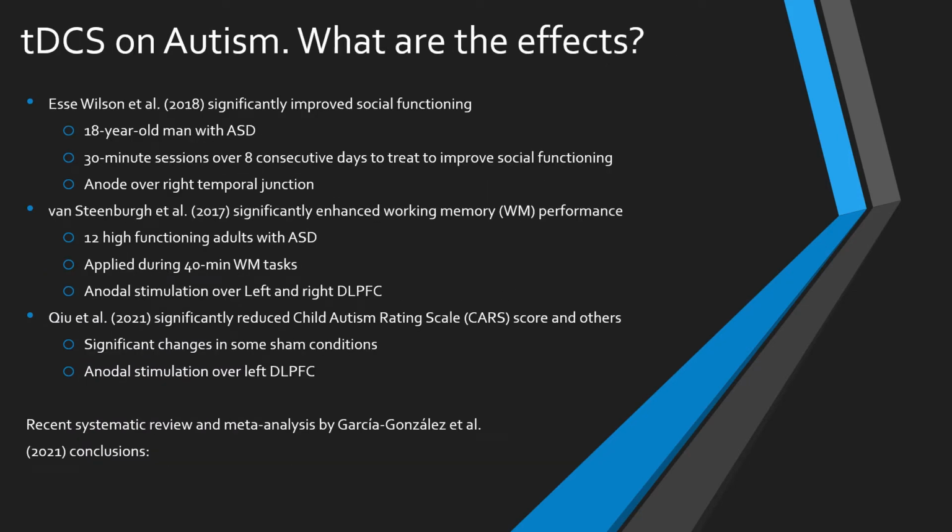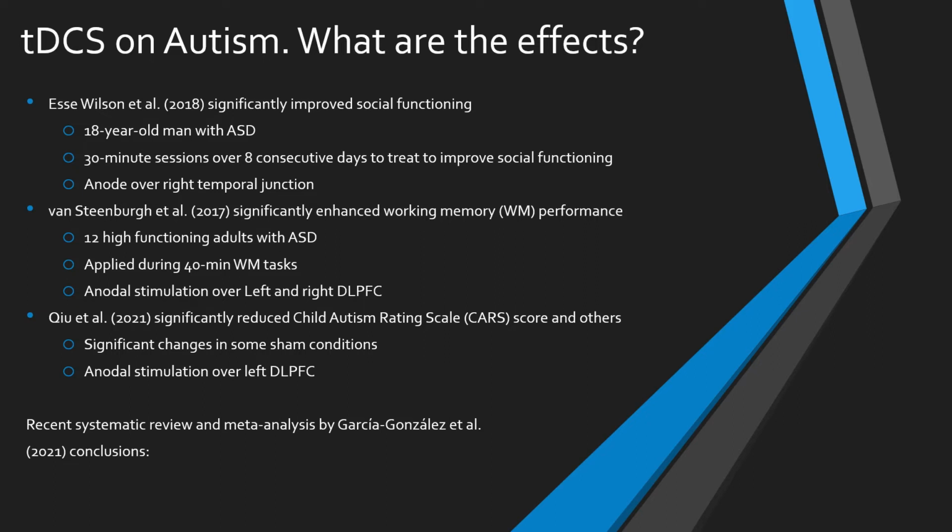So what are the effects of transcranial direct current stimulation on autism? Let's look at 3 recent research articles. Firstly, a case study conducted by Wilson et al. successfully improved social functioning in a man with autism spectrum disorder. They incorporated 8 30-minute sessions consecutively over 8 days, utilizing the anode over the right temporal junction. In the case of working memory, Van Steenberg et al. found TDCS effective in enhancing working memory in 12 autistic adults, with anodal stimulation applied on the left and right dorsolateral prefrontal cortices during tasks.